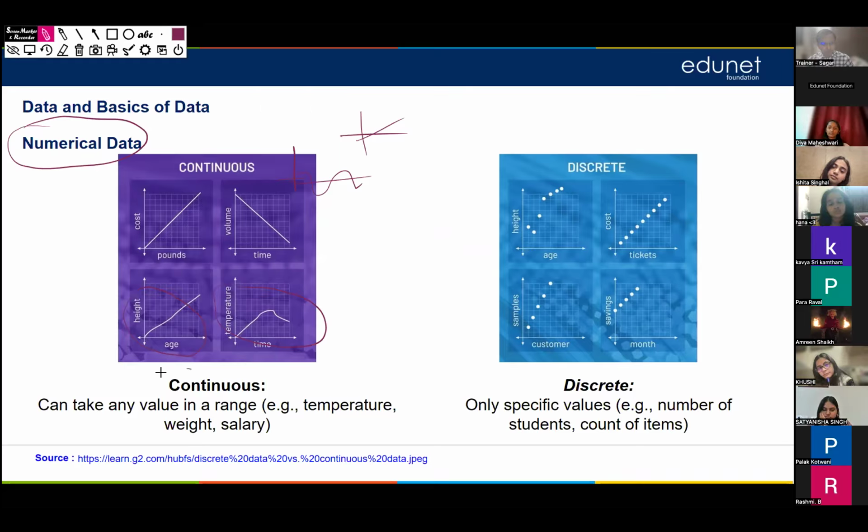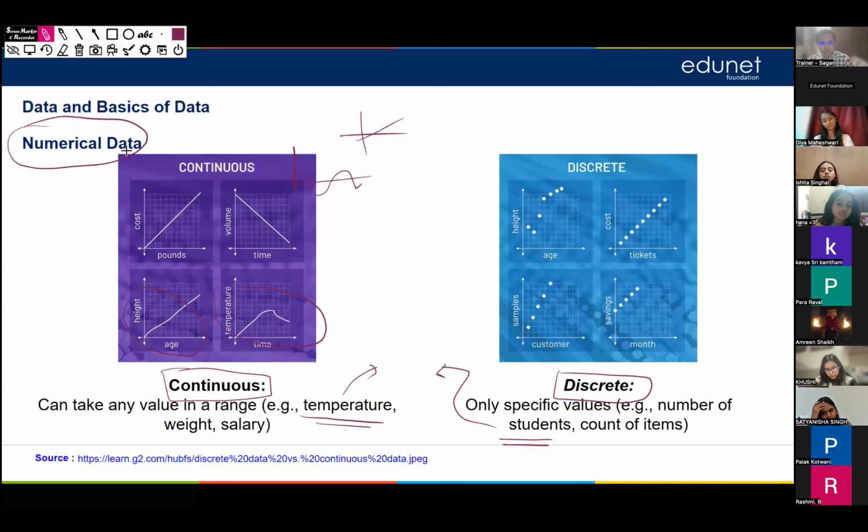In numerical data, we have two types. One is continuous, second is discrete, right? Looking at this example, let's say temperature, and looking at this example, students. What is the first thing that comes to mind? If I talk about these two terms, what can be the difference between continuous numerical data and discrete numerical data?